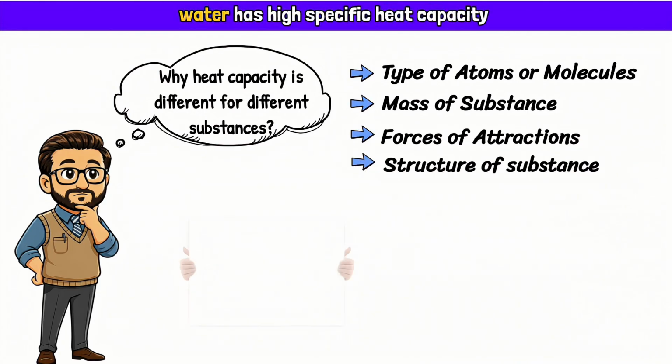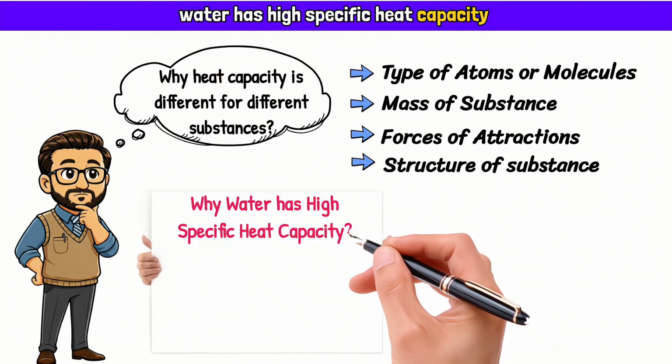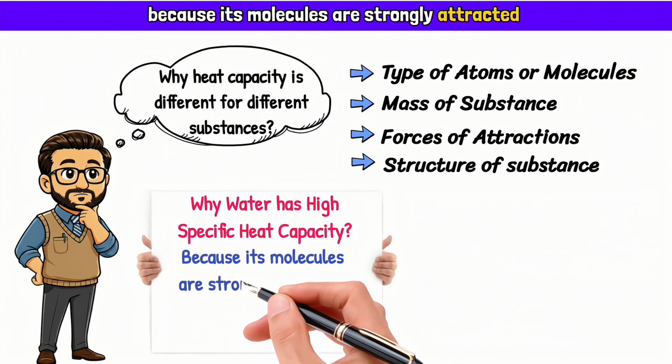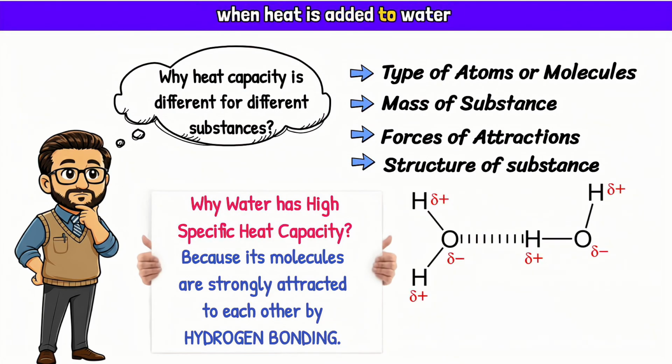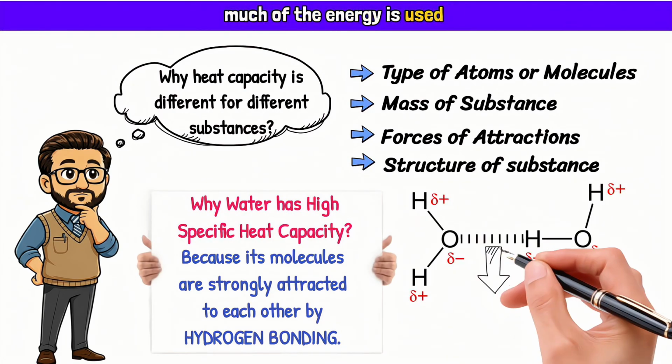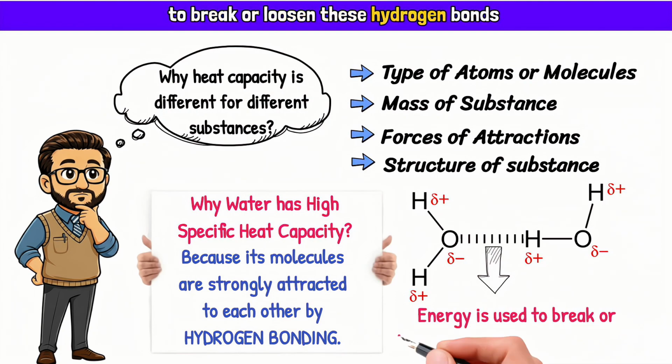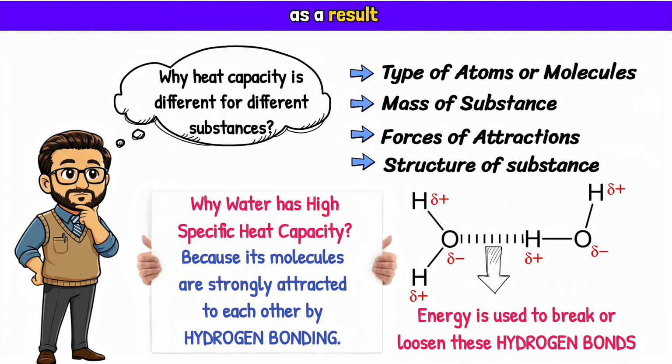For example, water has high specific heat capacity because its molecules are strongly attracted to each other by hydrogen bonding. When heat is added to water, much of the energy is used to break or loosen these hydrogen bonds. As a result, the temperature of water rises slowly.